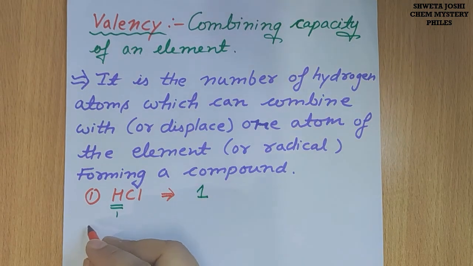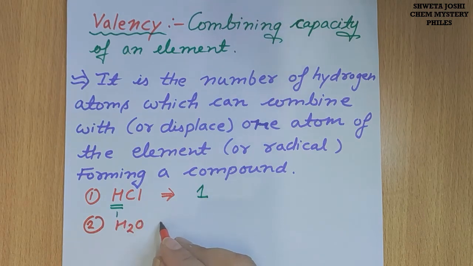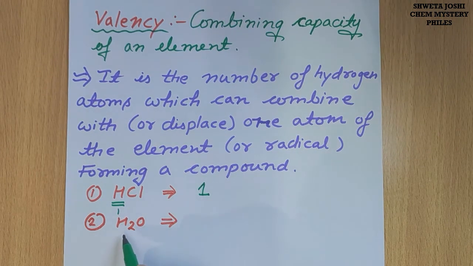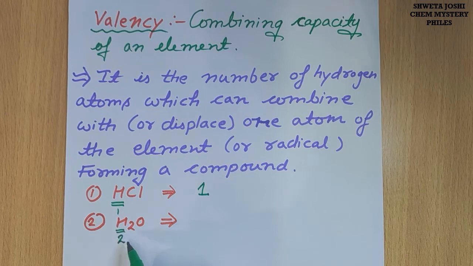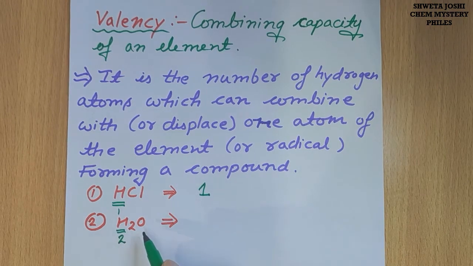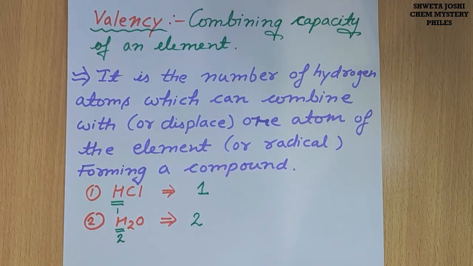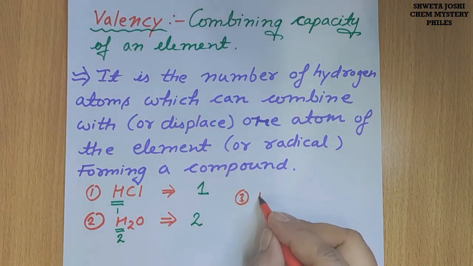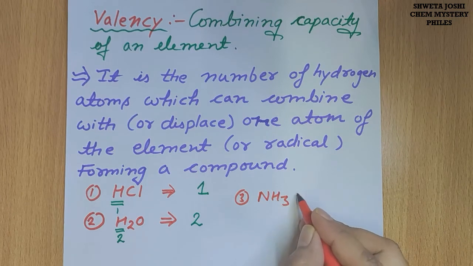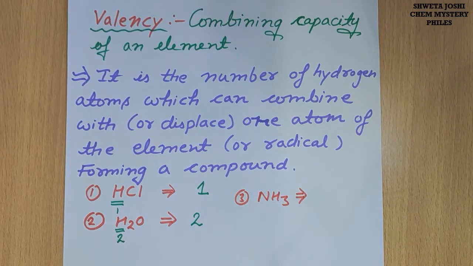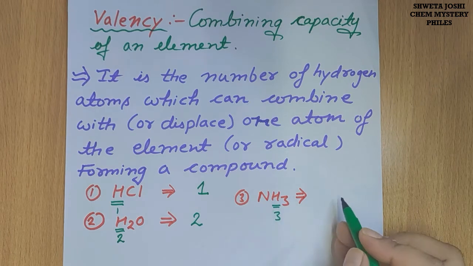Now taking up the second example, H2O, that is water. In case of water, oxygen is combining with how many hydrogen atoms? With 2 hydrogen atoms. That is why the valency of oxygen is 2. Now taking up another example, ammonia, that is NH3. Now in this case, nitrogen is combining with 3 hydrogen atoms. So the valency of nitrogen is 3.